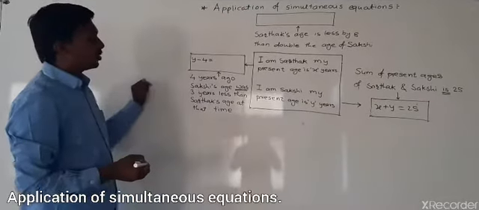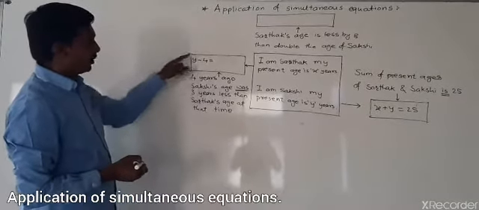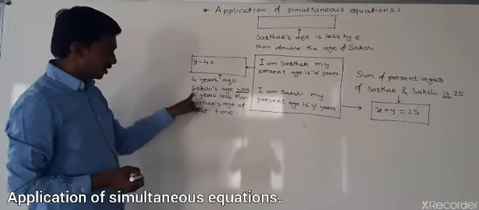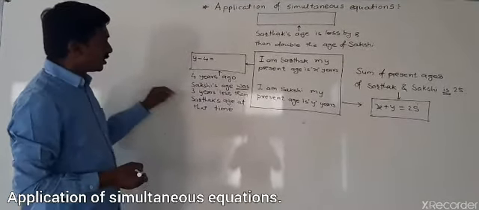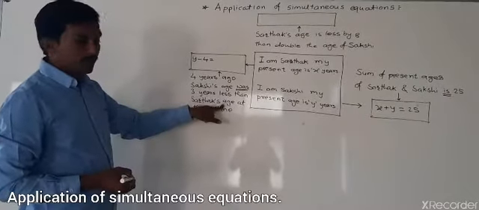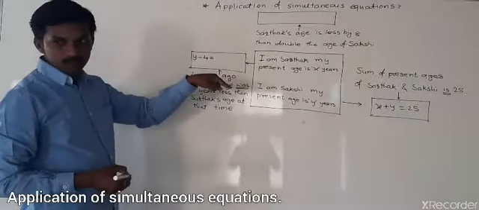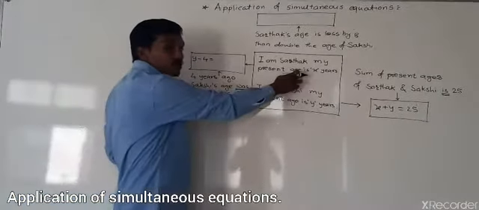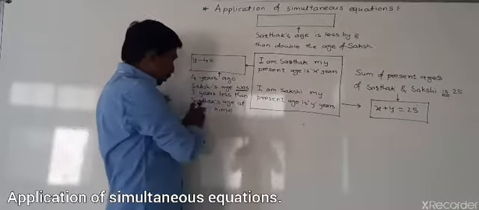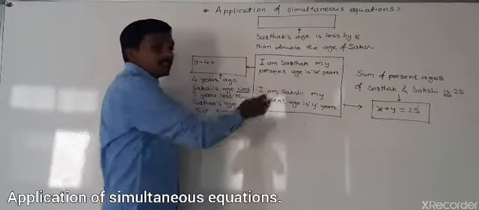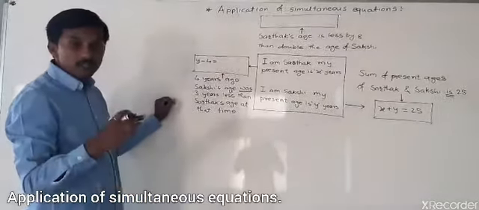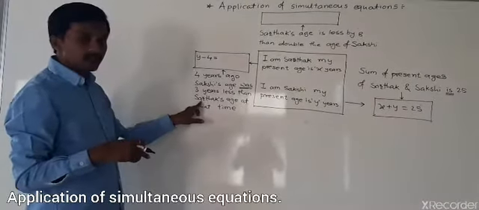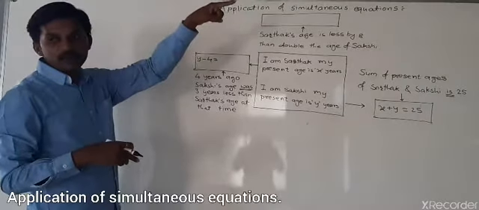4 years ago Sakshi's age was y minus 4, that is equal to 3 years less than Sarthak's age at that time, meaning before 4 years. The age of Sarthak is x minus 4. Before 4 years, the age of Sarthak is x minus 4, and the age of Sakshi is 3 years less than Sarthak's age at that time.